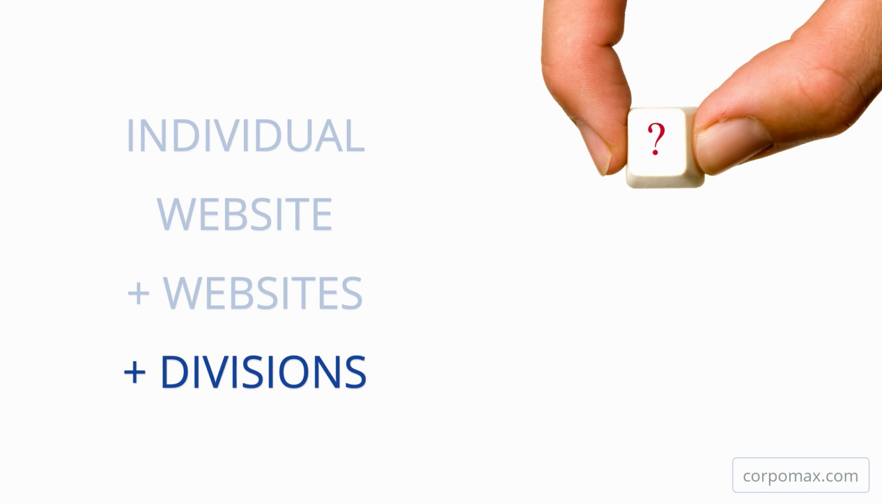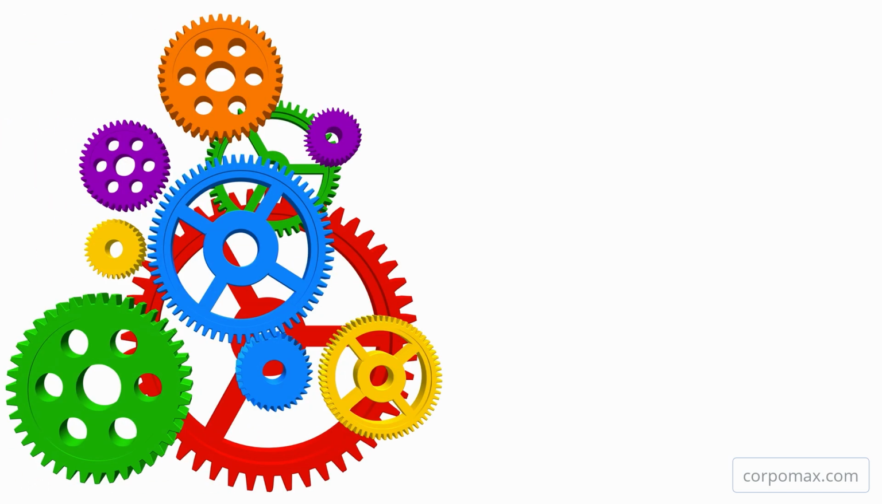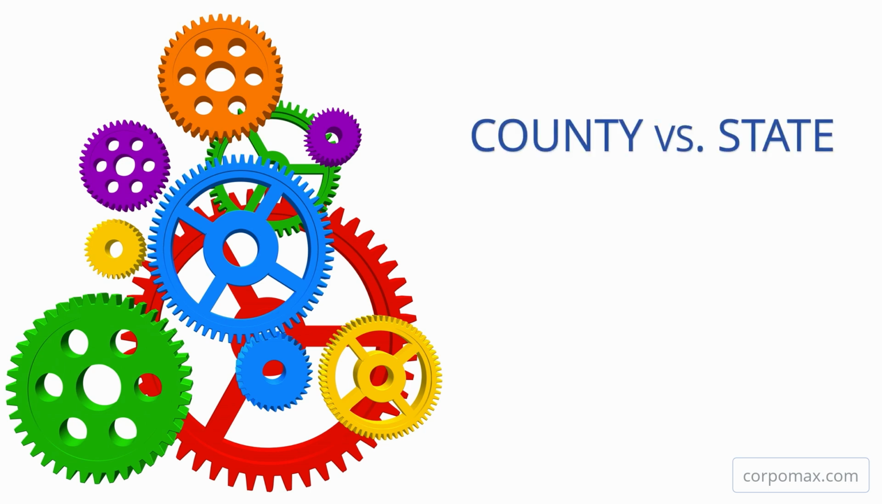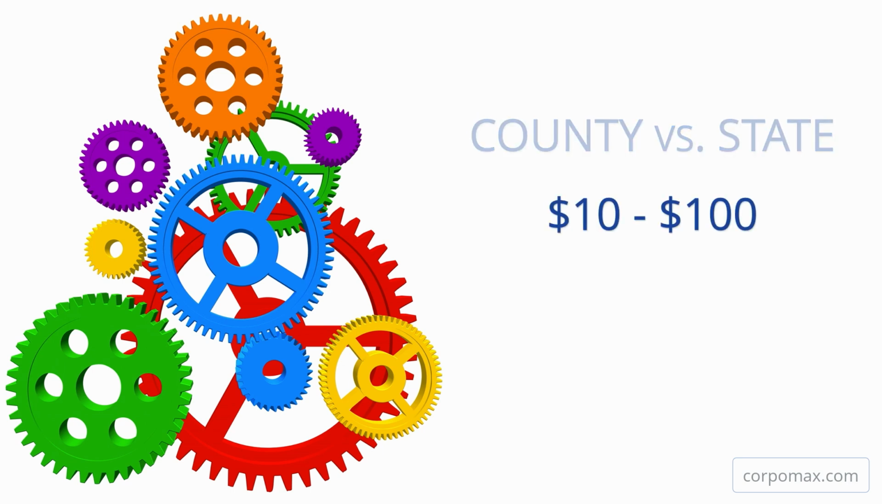The process for obtaining an assumed name in the United States varies from state to state. For example, in the state of Delaware, the application for an assumed name is made at the county level. There are 3 counties in this state. In Florida, the application for an assumed name is made at the state level. The cost for obtaining an assumed name generally varies between $10 and $100.